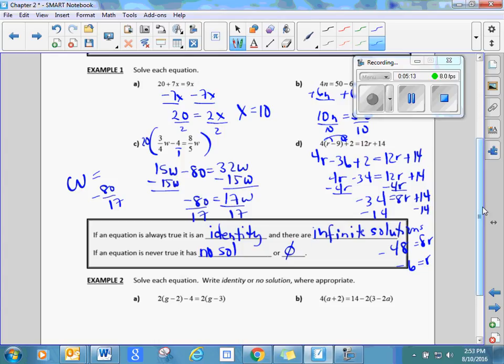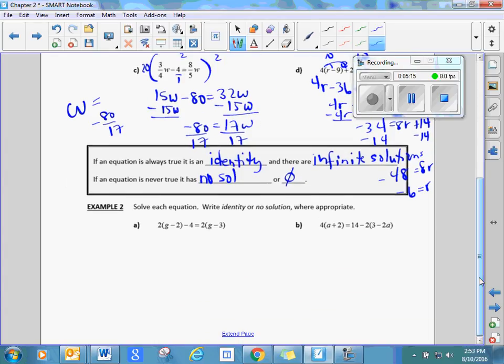So look at these two examples. Walk through these two examples with me. I'll switch to red, see if this looks a little bit better. We're going to do our distribution. We're just trucking along here. 2g minus 4 equals 2g minus 6. All looking good. Collect those like terms, remembering that a minus 4 and a minus 4 is not 0. It is minus 8. 2g minus 6.